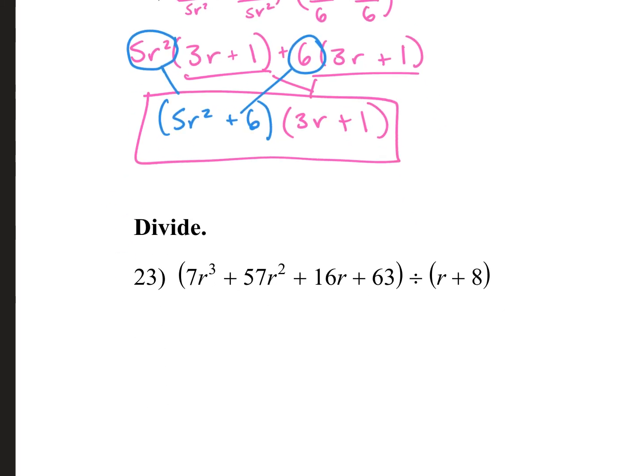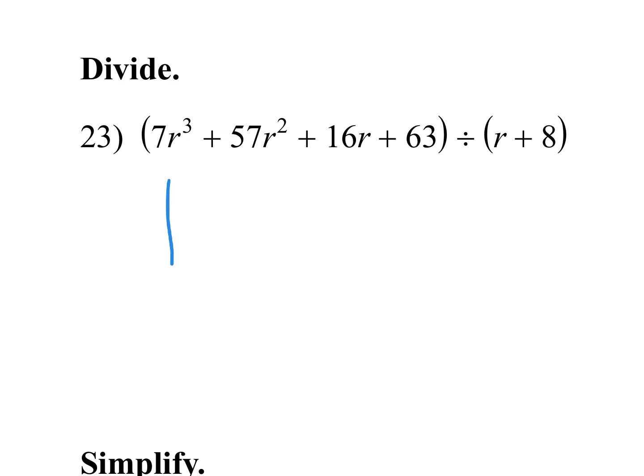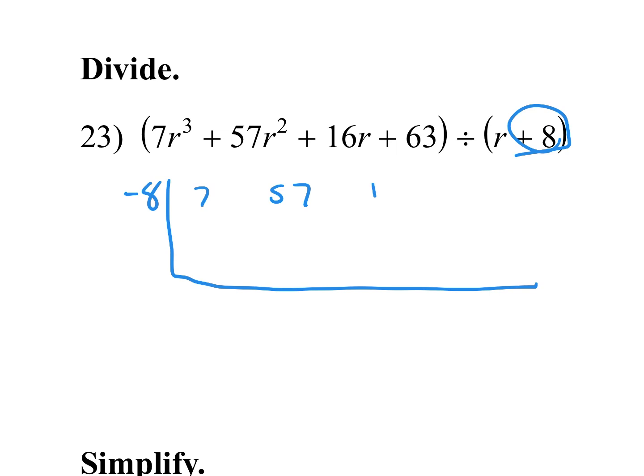All right, 23. So here we're dividing. So you can divide however you want. So let's divide using synthetic division because that's going to be a lot easier for us. So what's going to go on the outside of the box? -8. We change the sign of this number. And then what goes inside? Perfect. 7, 57, 16, and 63.